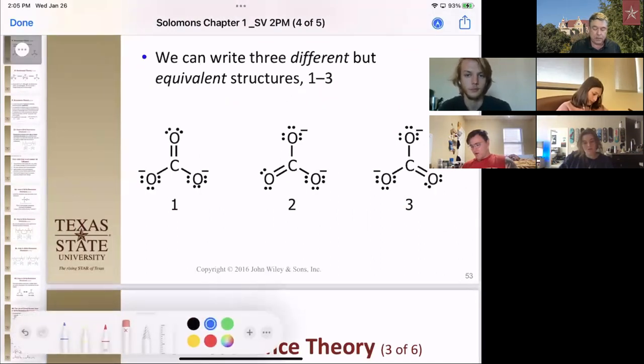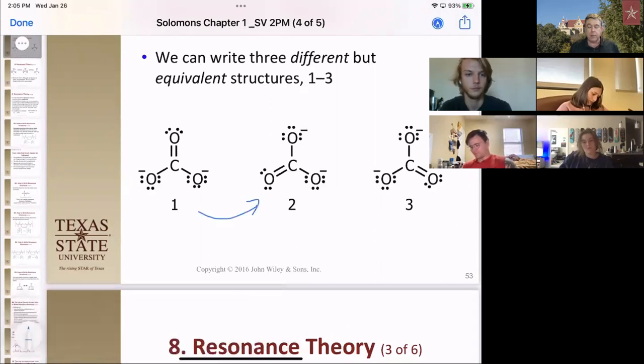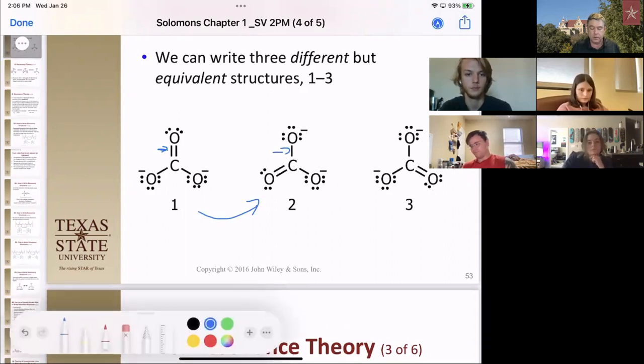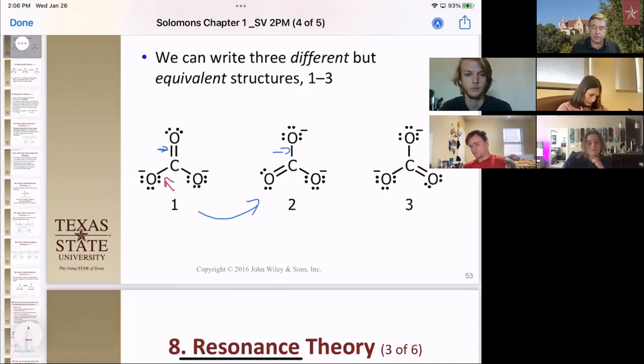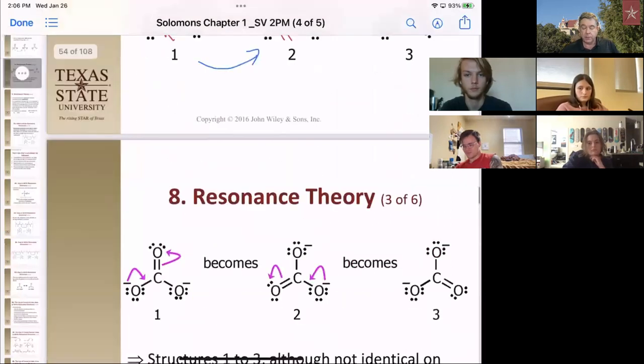structure 2. Okay, so to do that, what we have to do is take this double bond and turn it into a single bond, and turn this single bond into a double bond to make it look like 2. So all we're going to do is move electrons. We do not break any of the bonds between the different atoms, except for double bonds. Double bonds are 2 electrons, and we're going to move those electrons. So let's look at what we do there.